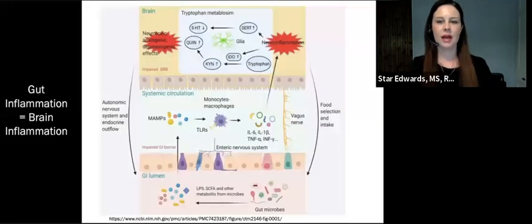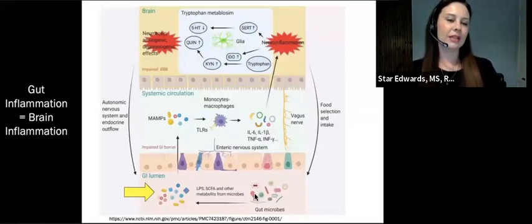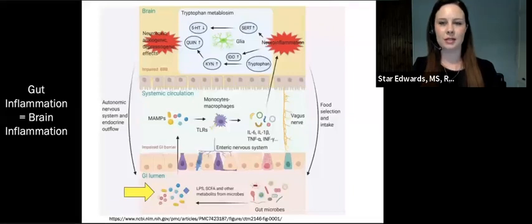This is a little bit about how it works. So here we have the gut lumen. This is where the microbiome is. This is where the microbes are. This is where, when you eat food and it's digested, whatever is left over ends up for these bacteria to eat, and they produce metabolites like short-chain fatty acids.